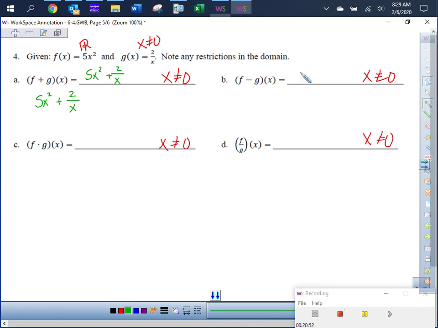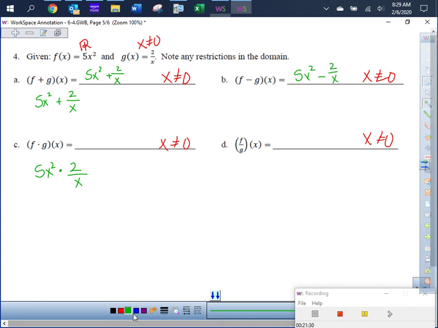Same thing with the subtracting. I'm just going to go straight to the answer. It's 5x squared, take away 2 over x. And there's no real subtracting. And would you believe that I should have done this on part A, that 0 was a bad guy in this new game plan, but nobody else is bad in that case. 0 would be a bad guy, but 0 wasn't invited in the first place. So now let's multiply them together. 5x squared times 2 over x.